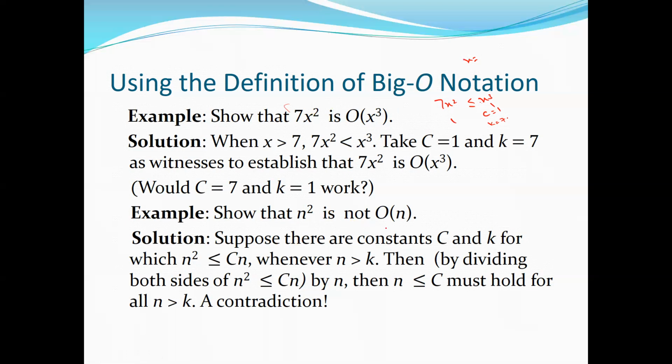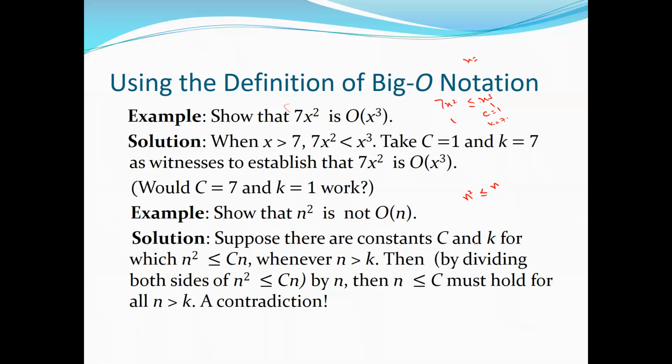Show that n square is not big O of n, right? So that means, this is g(x), n. That says n square is less than or equal to n, right? That is not true, basically. So how can you prove that?